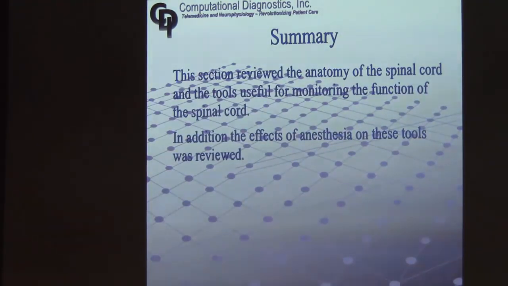So anyway, these are the tools. We skipped over the anatomy quickly because we ran out of time. But we talked about the tools for monitoring the function of the spinal cord and the effects of anesthesia on these tools, which is very, very important. It's got to really be a team effort to apply these things appropriately.